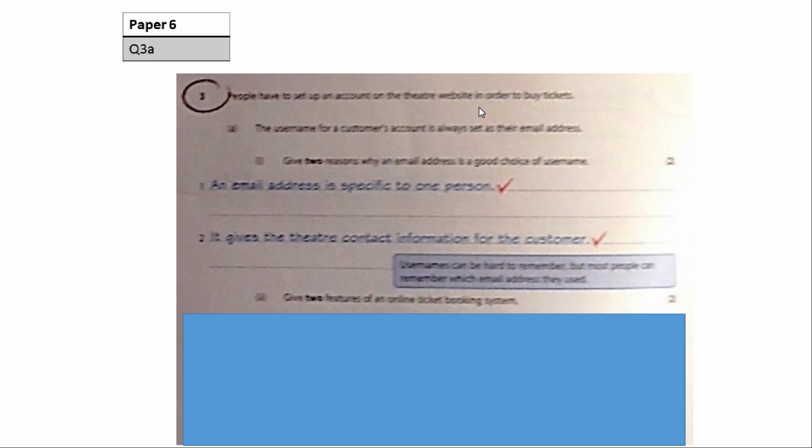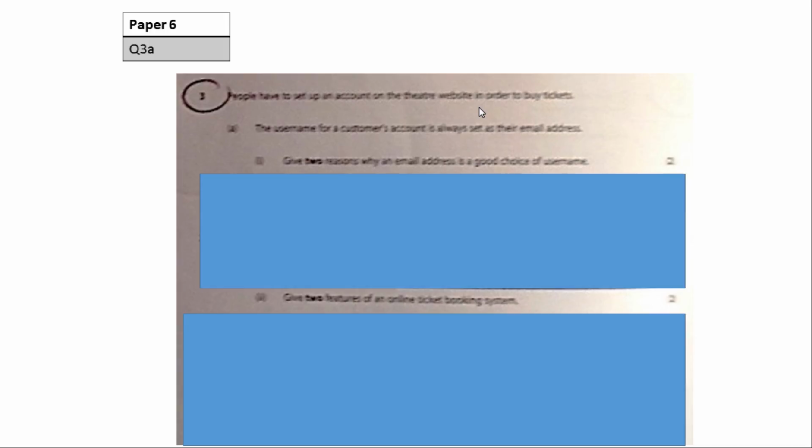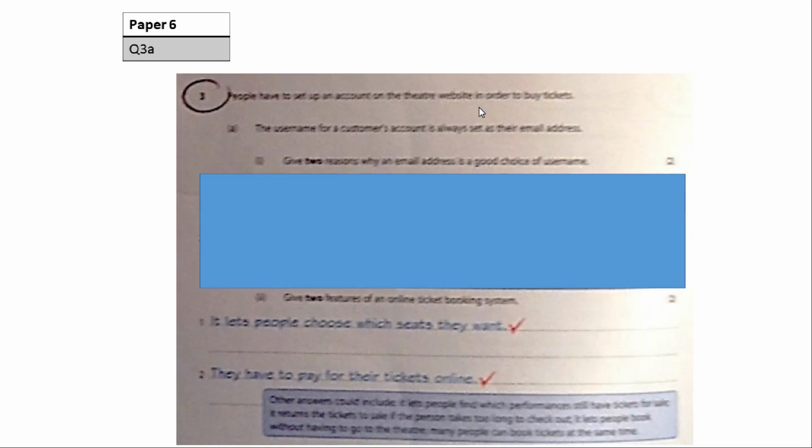Next one. Give 2 features of an online ticket booking system. So ticket booking systems. What are 2 features? Okay. So 2 features: it lets people choose which seats they want, maybe different time performances. They can see up front what the costs are. They can maybe plan it a bit better and say, well, those seats don't work, or whatever. And they can also pay for their tickets online.